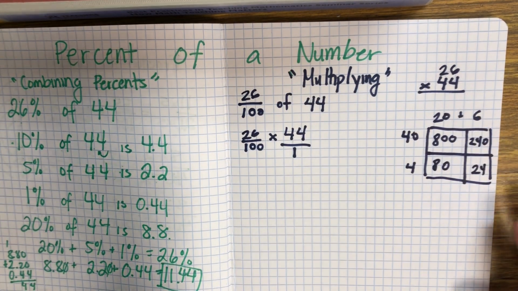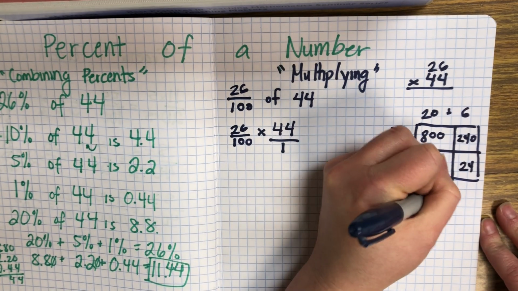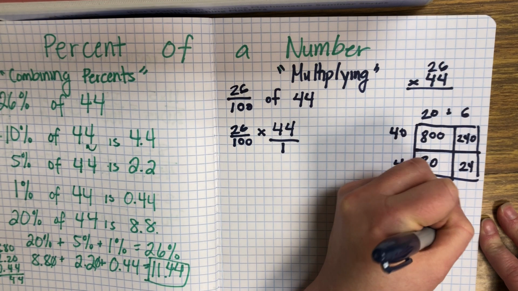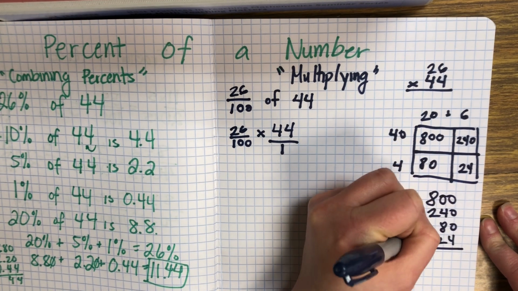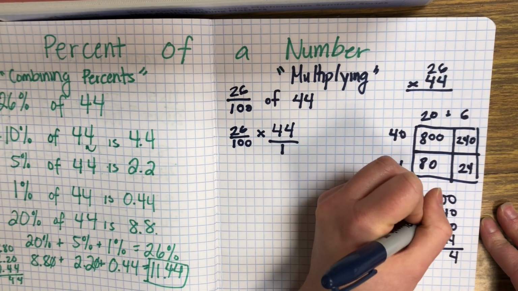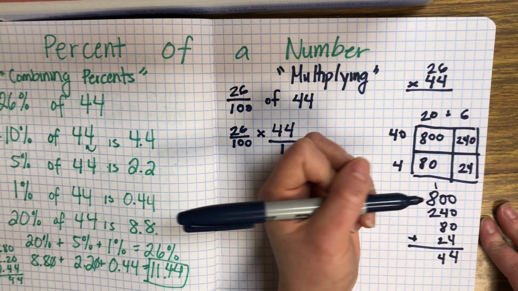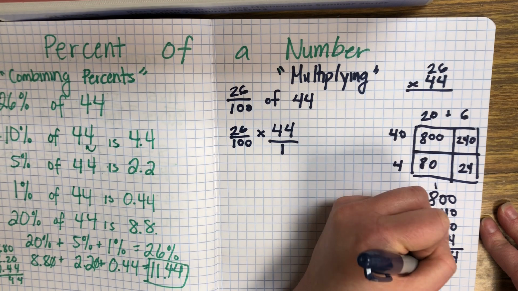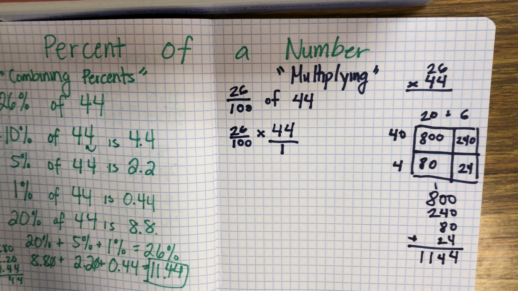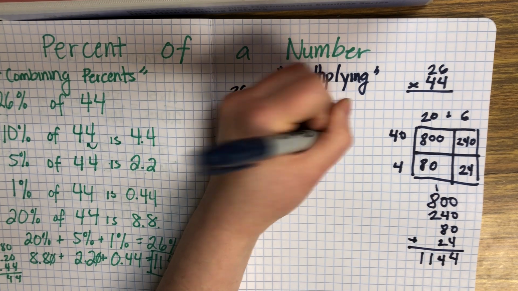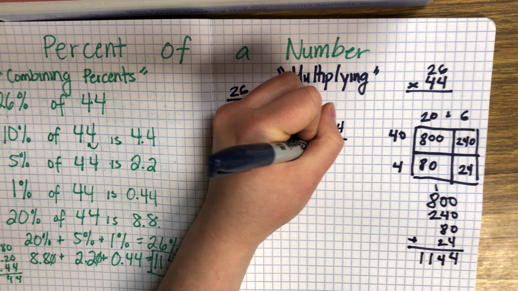And now I'm going to add them all up. 800, 240, 80, 24. 4, 12, 13, 14. Carry the 1. 8 plus 2 is 10, plus 1 more is 11. 1,144. Over 100.